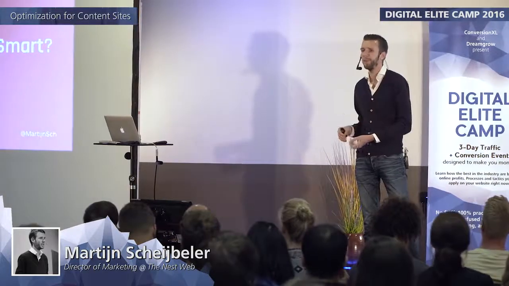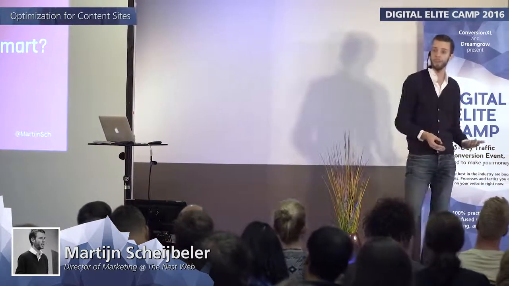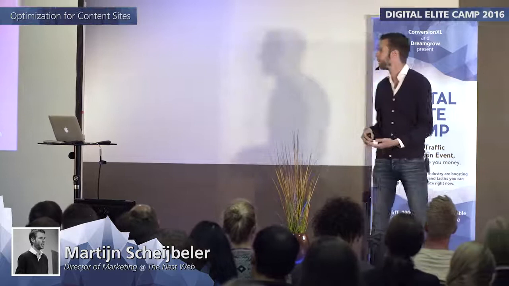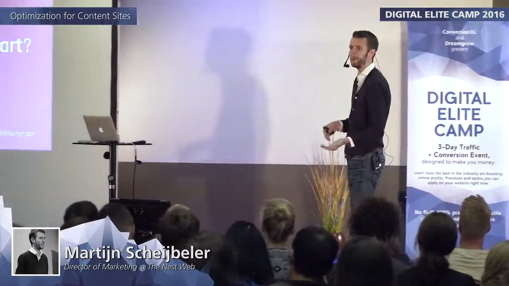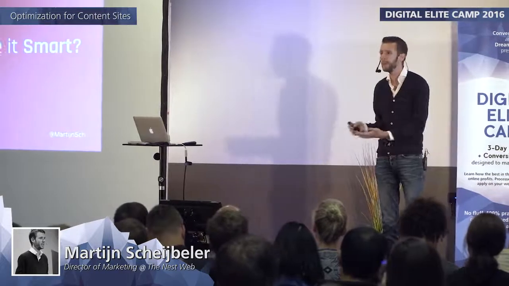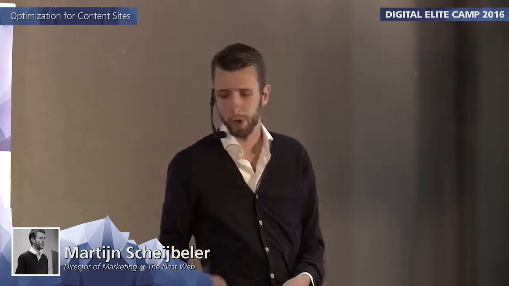That's always what we try to think about, because in the end, we are a publisher, so we try to publish content as much as we can. We do around 5,000 to 7,000 blog posts on a yearly basis, 30 to 40 on a daily basis. But how do we really make the data that we have on these articles smarter?